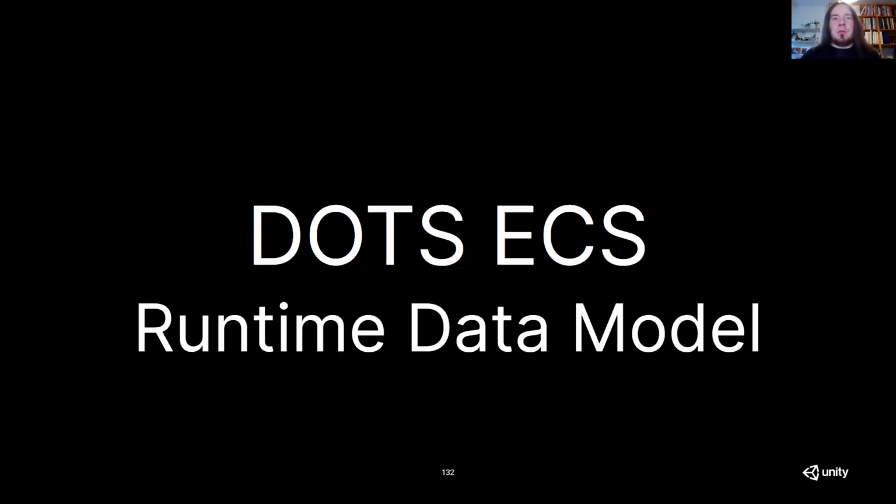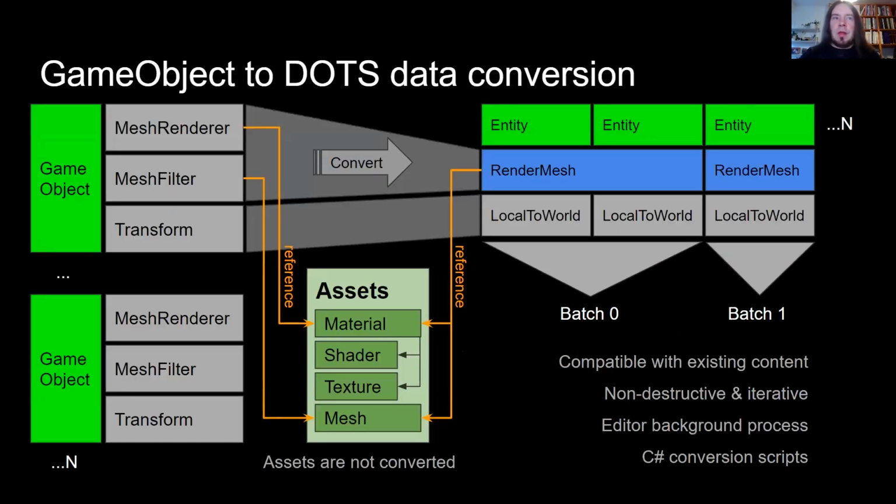Now let's dig deeper into the DOTS ECS data model to get a good understanding of how the CPU data is processed. And let's start with the DOTS conversion process. We convert existing authoring game object data to efficient runtime data layout based on DOTS ECS entities and components. Conversion is non-destructive and iterative. It runs in the editor as a background process.